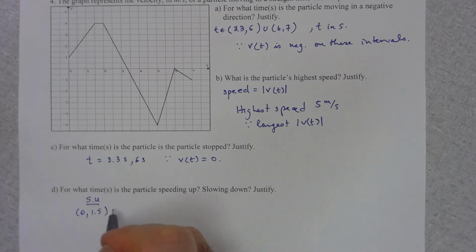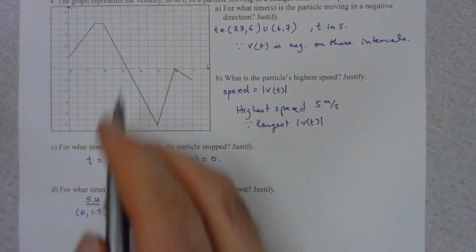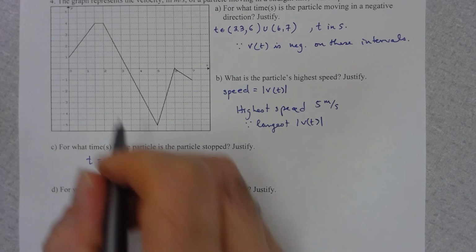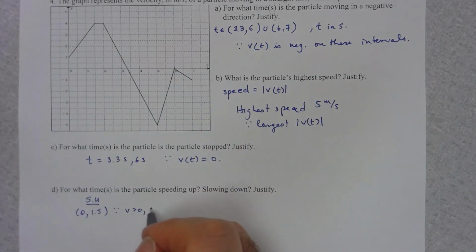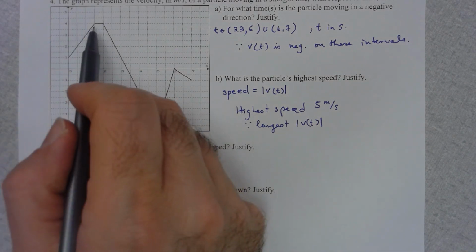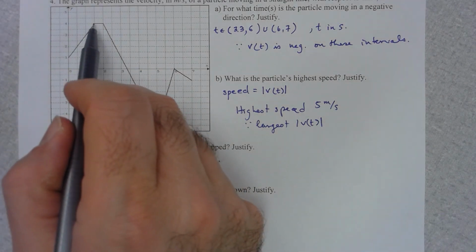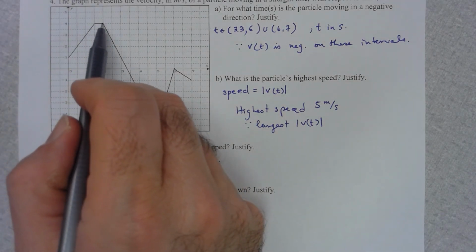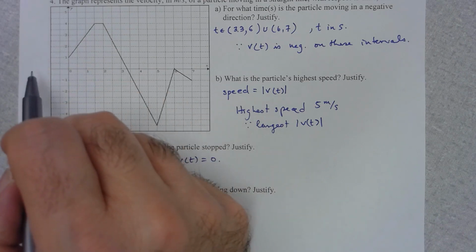Okay, and why? Since the velocity is greater than 0 and the acceleration is also greater than 0. Okay, there's all the justification we need. Now in this section here, we're not going to include that at all because the velocity remains the same, meaning it's neither speeding up nor slowing down.